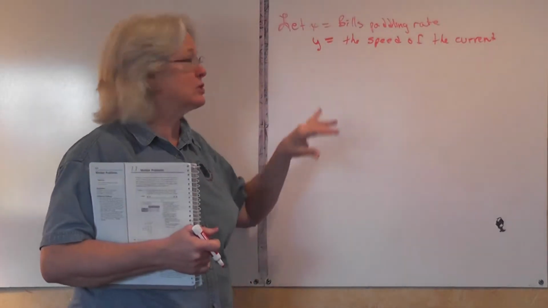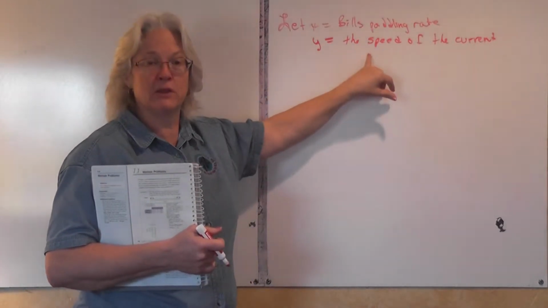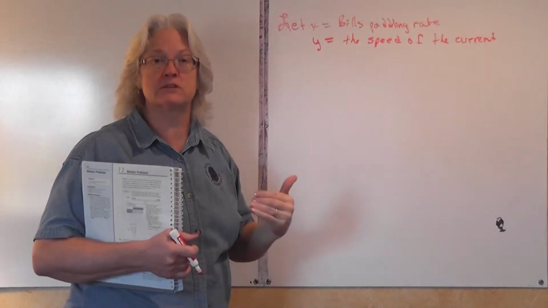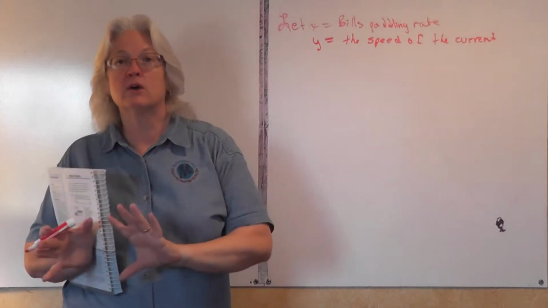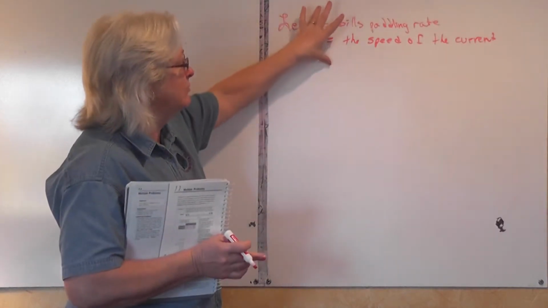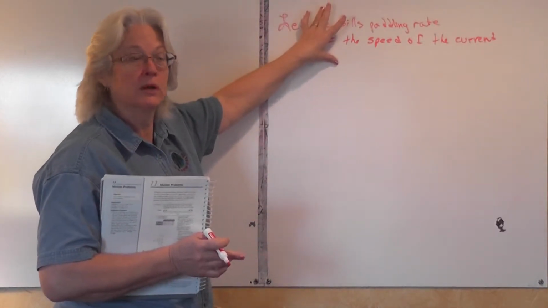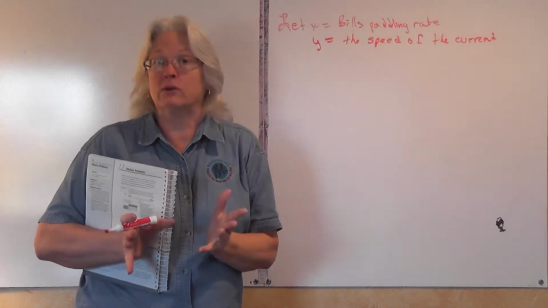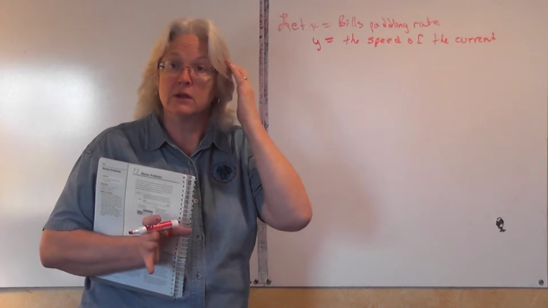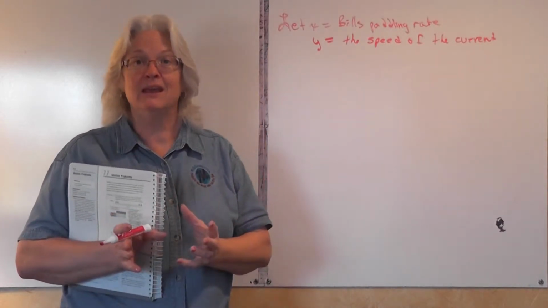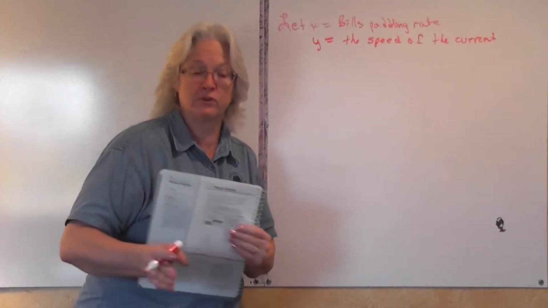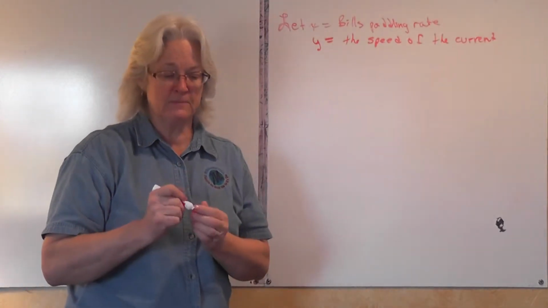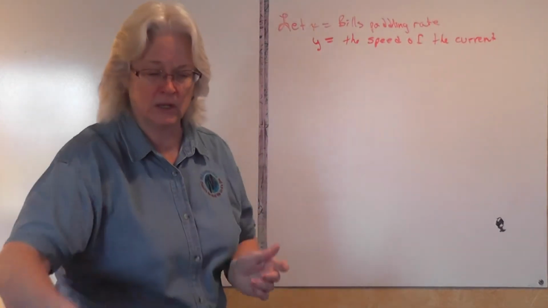Bill's paddling rate is going to be reduced by the speed of the current when he's going against it. It's going to be increased by the speed of the current when he travels downstream. And that relationship between those two pieces of information is something that, even if right now you just need to memorize it, is a key important piece of information for dealing with these problems. So if we look at our book, we need to see what information we can collect.